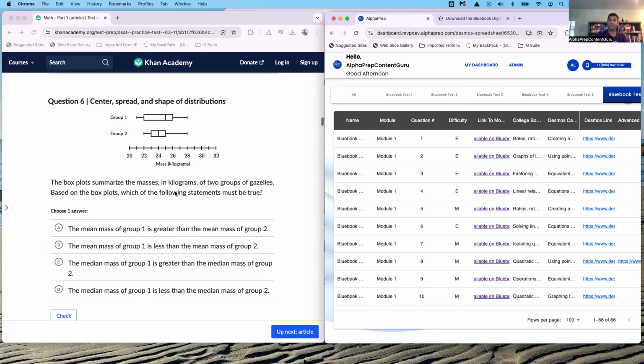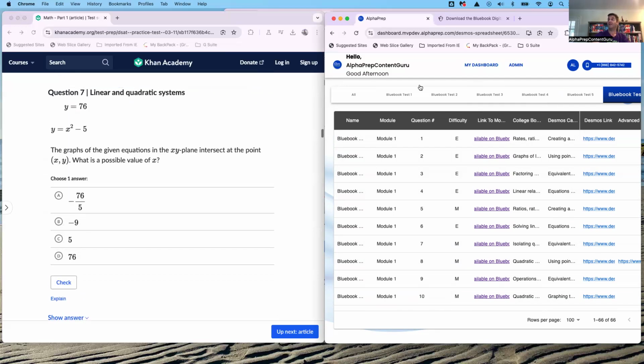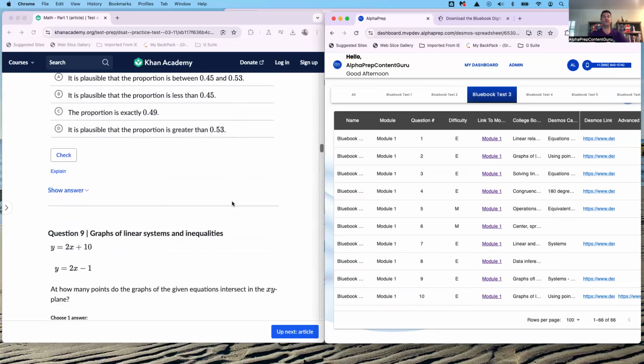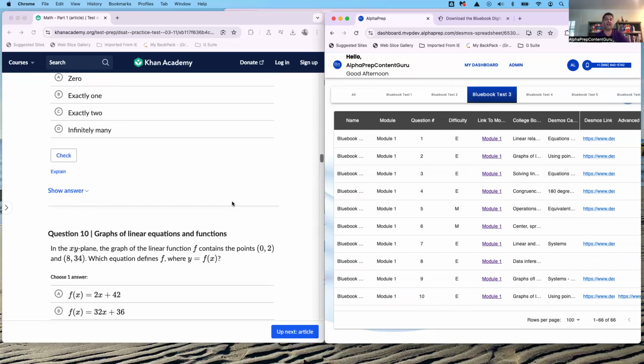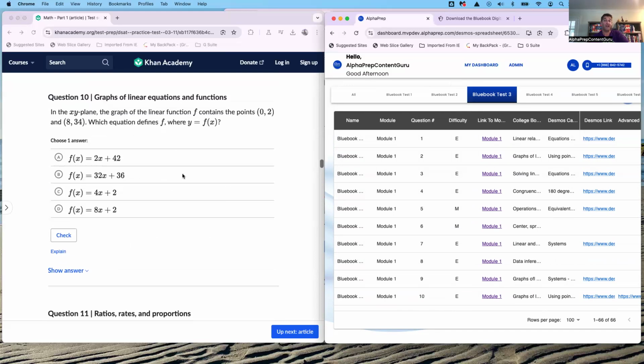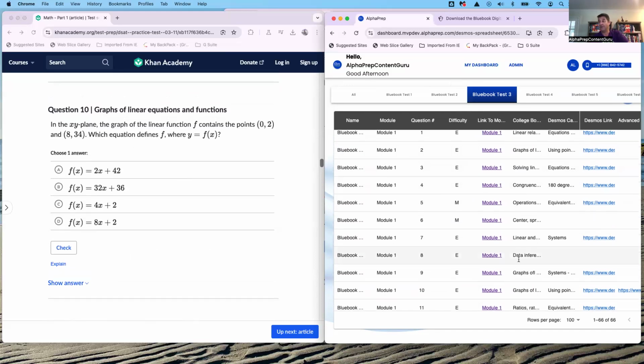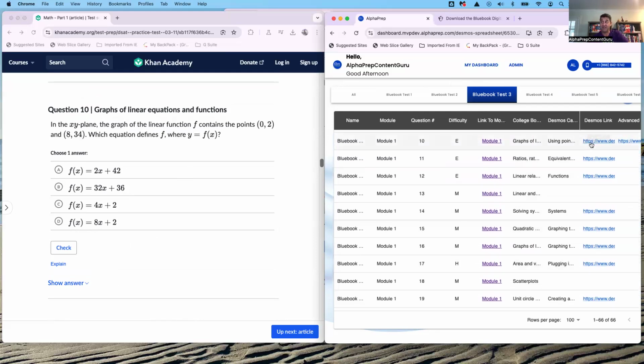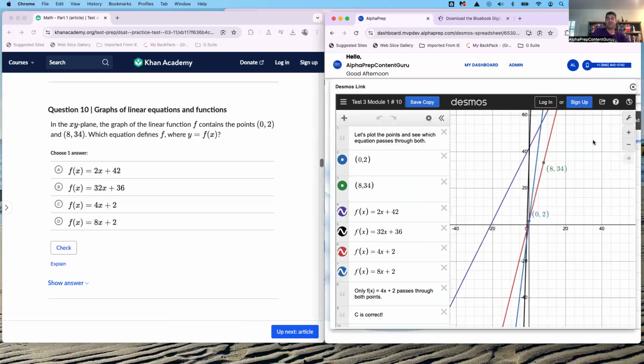You can scroll. I'm in test 3 here. You can get to any question you want. And when you do, you can decide, oh, I want to see how they did it on Desmos. And it's great. So the idea is, boom, number 10, cool. I go like this, module 1, number 10. There's a Desmos link. There's an advanced Desmos link. The idea, and I'll just click on both just so you can see it.